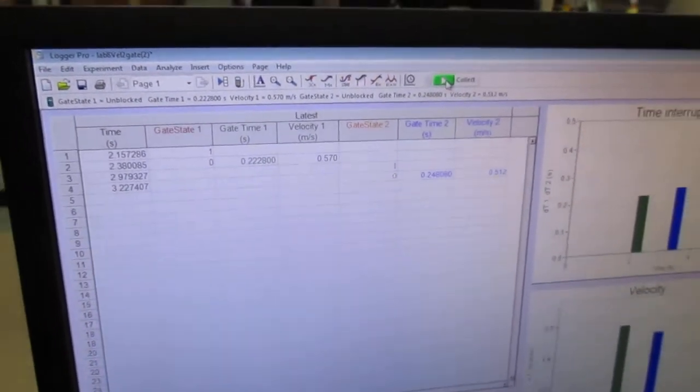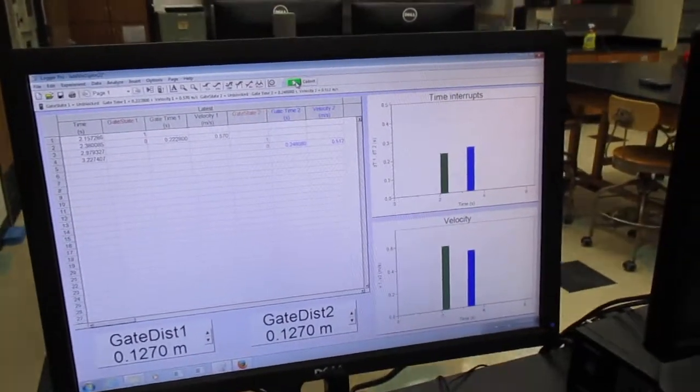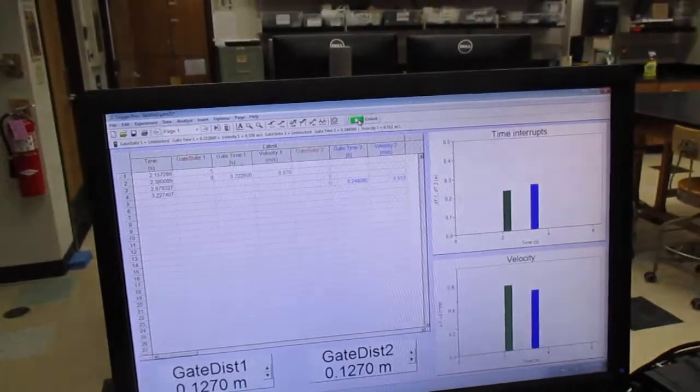So that is the first part of this experiment. We will look at the second part of the experiment next.